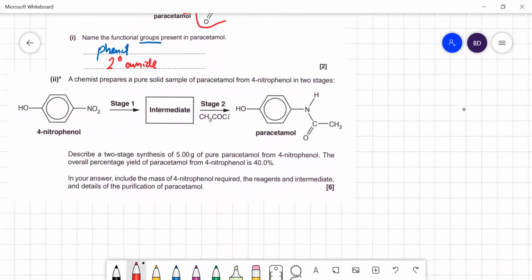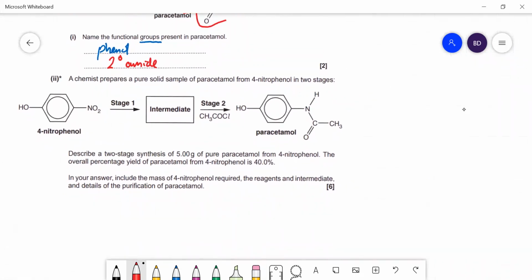Right. Preparation of paracetamol from 4-nitrophenol. Okay. Describe a two-stage synthesis. The overall percentage is that. In your answer, include the mass of nitrophenol, the reagents, and the intermediate. Okay, so what intermediate are we going to get? Right. What we've got to do first of all is we've got to reduce that nitro group to an NH2 group, so that can then react with the acyl chloride.